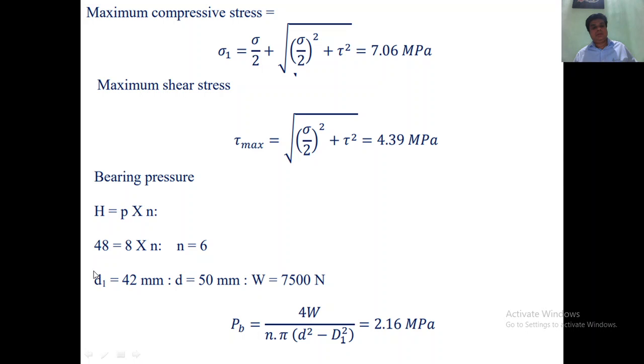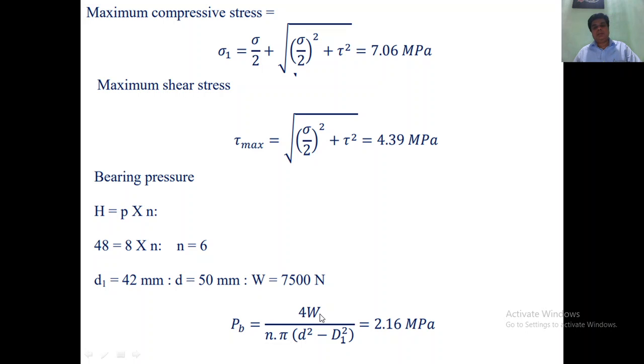So that number of threads is used here in this equation. So d1, the diameter is given, and d is given. So this is the internal diameter, and this is the outer diameter, and this is the internal diameter of the screw rod, and the load is given. So you can go to this equation, bearing pressure equation, which is given in the data handbook for a particular number of threads. So number of threads is known.